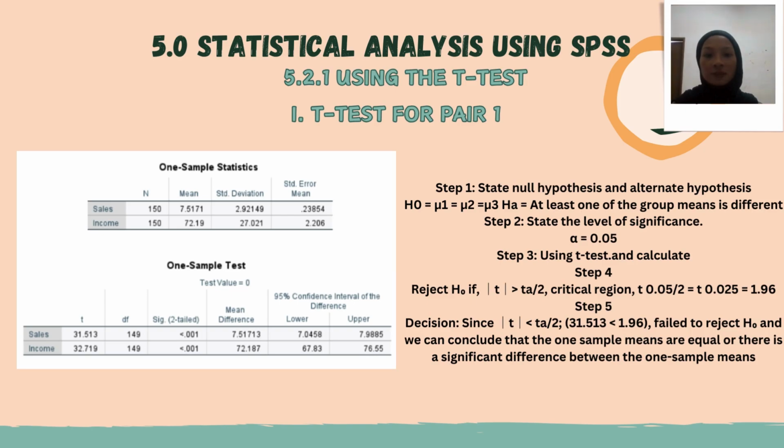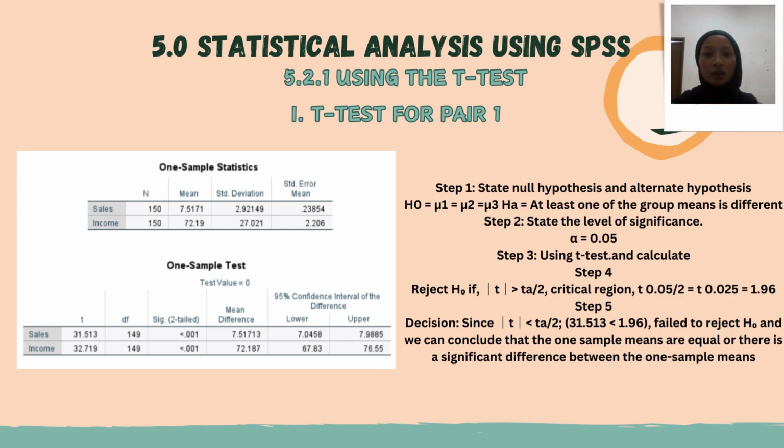Statistical analysis using SPSS. T-test for pair 1. In hypothesis testing, we compare the null hypothesis H0 and the alternative hypothesis HA. The null hypothesis states that the population means of three groups are equal, while the alternative hypothesis states that at least one of the group means is different. Next, we determine the level of significance denoted by alpha. In this case, alpha is set to 0.05, which means we are willing to accept a 5% chance of rejecting the null hypothesis. To test the null hypothesis, we use a t-test.